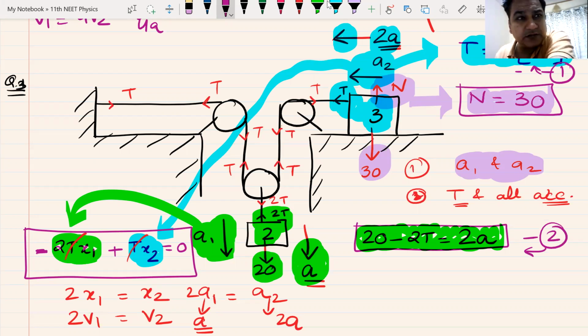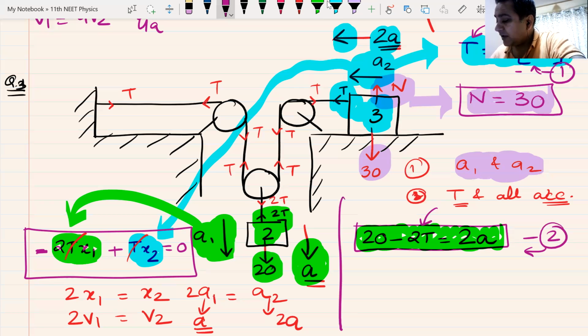How will you solve it? There are many ways of solving it. You can multiply equation number 1 by 2. Here there is 2t. Here there is only 1t in equation number 1. So multiply equation number 1 by 2 and then add both of them. 2t will get cancelled and you will have the answer for a. Can you please solve this and give me the value of a?